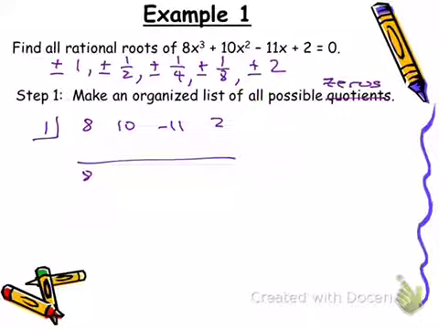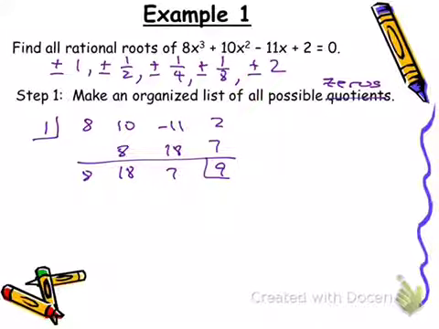So bring down the 8, multiply and add. That would give us 18. It gives us 7. And that gives us 9. Right? Is 1 a 0? No, it's not. Okay, so it's not a 0.